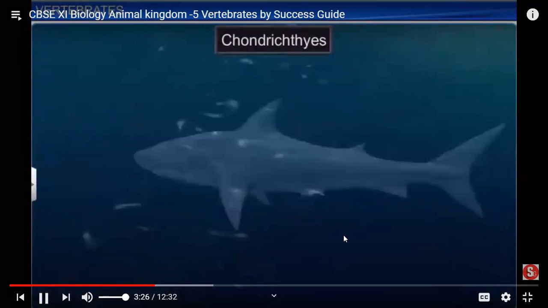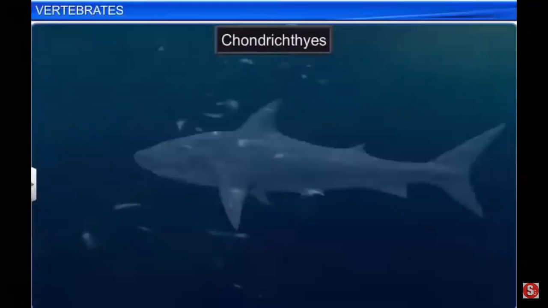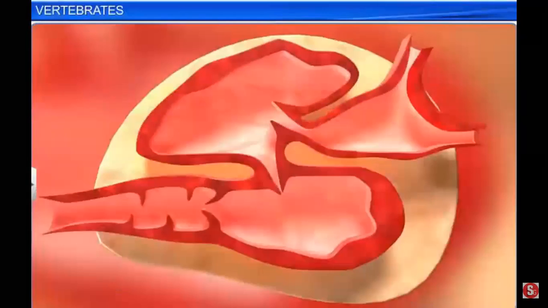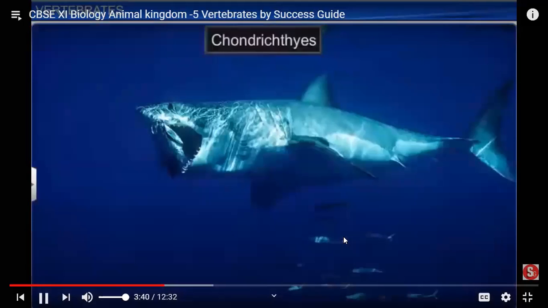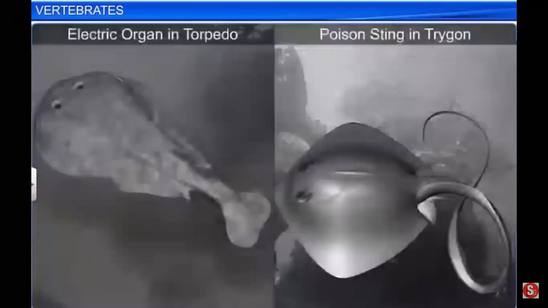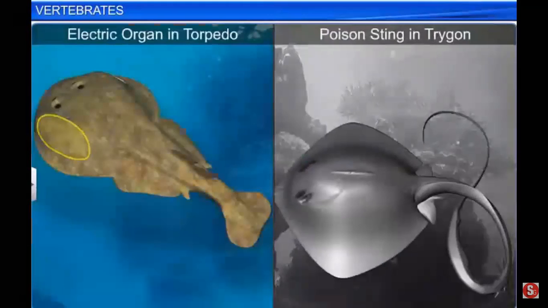These fish are cold-blooded or poikilotherm and have a two-chambered heart with one auricle and one ventricle. They also have powerful jaws that make them good predators. Some of them also have an electric organ or a poison sting to protect themselves from predators.